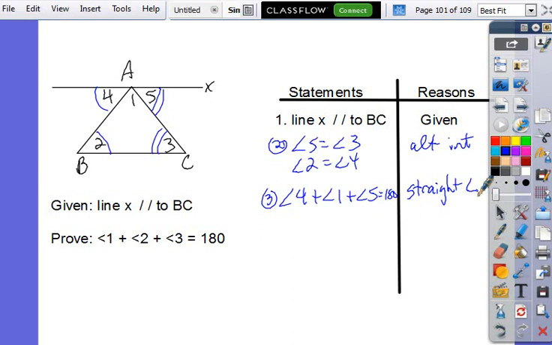Well, now what? I've got something being 180, it's just not the right thing. And that'd be on 4 and 5. What do I know about 4? It is equal to 2, the same as 2. So take that out. Substitution. I'm gonna put it in the order that they've got. I take the 3 and replace it where the 5 was. So now I have 1 plus 2 plus 3 is 180 because of substitution. Collins, you get that?